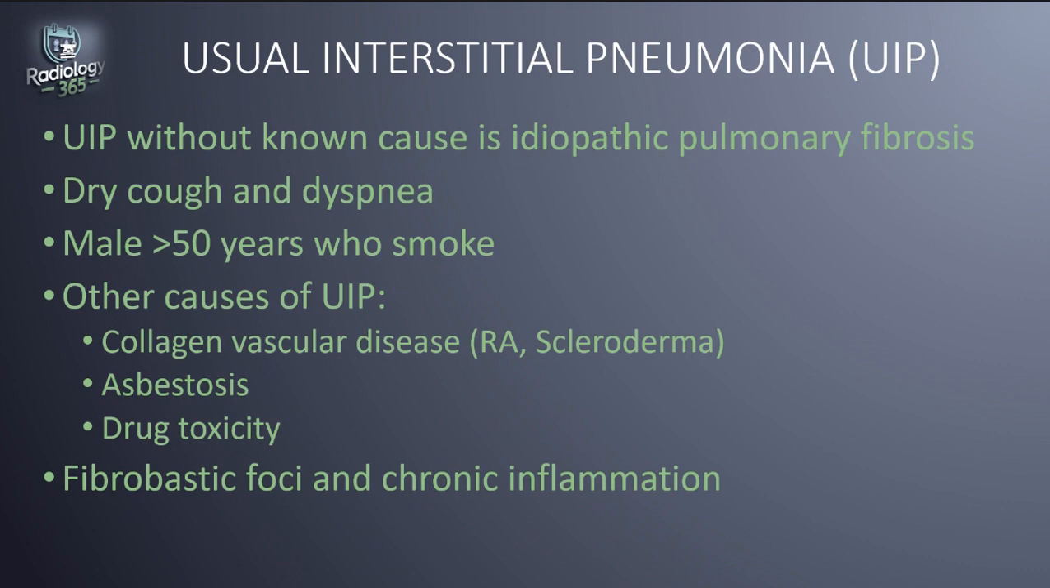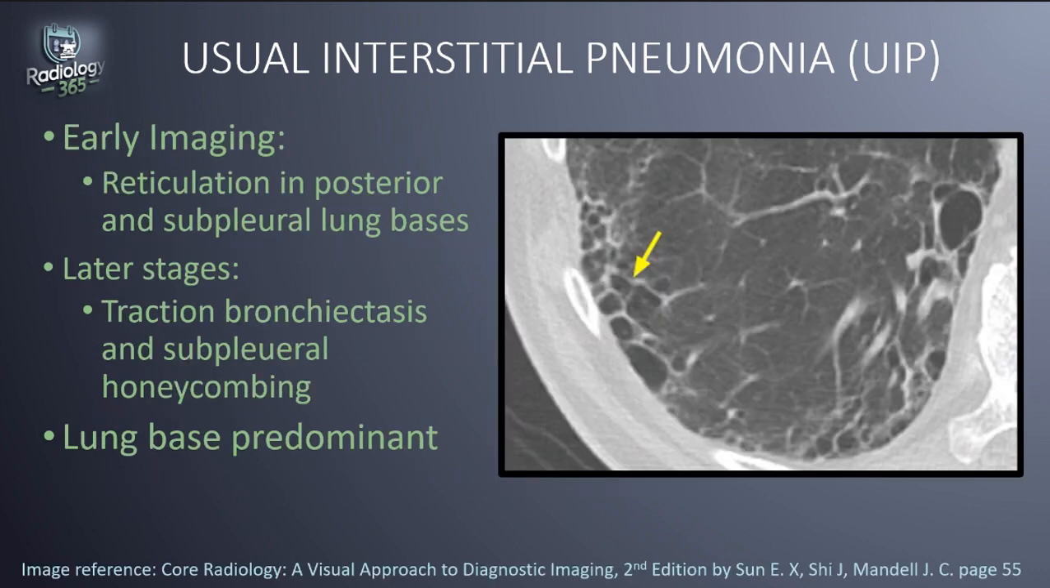The pathology of UIP features interstitial fibroblastic foci and chronic alveolar inflammation with temporal and spatial heterogeneity. So this is mainly a fibrotic process. That's what you would see on histopathology. Now, early UIP features reticulation in the posterior subpleural lung bases. And in later disease, you would see traction bronchiectasis and subpleural honeycombing. So you realize that these are mainly signs of fibrosis that we are describing.